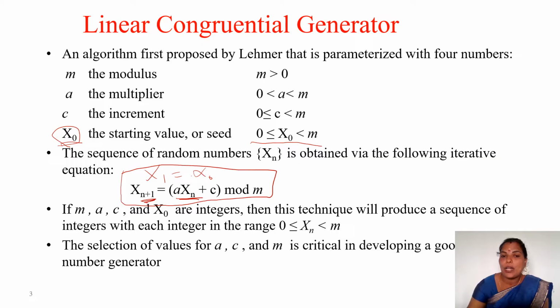The selection of values for a, c and m is critical in developing a good pseudo random number generator. So the challenge in this linear congruential generator is fixing the values for the modulus, multiplier, as well as the increment. And the seed value x naught, as we know, is generated using a true random number generator. So this is about the linear congruential generator.